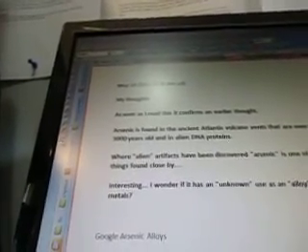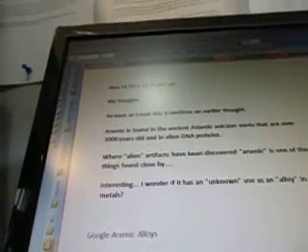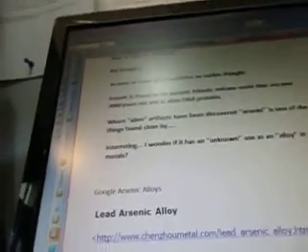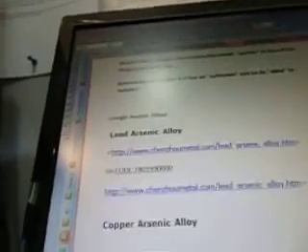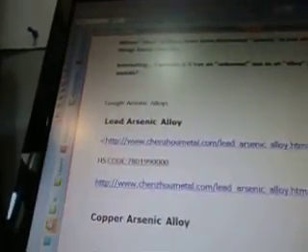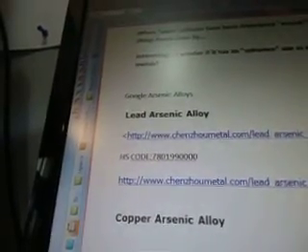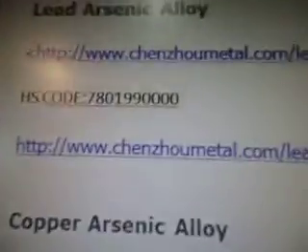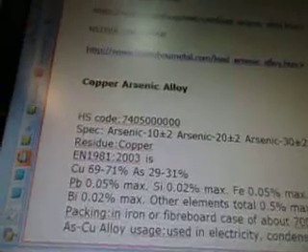And the alloys that came up earlier were lithium and beryl something, I forget. When I do the cross-referencing, I'll bring up the different formulas. I'm going to be putting all the formulas together and the different keywords to see what we come up with, okay? So we're going to Google arsenic alloys, lead arsenic alloy. This is what came up, HS code 78019900000. It's from www.cheshumetal.com.